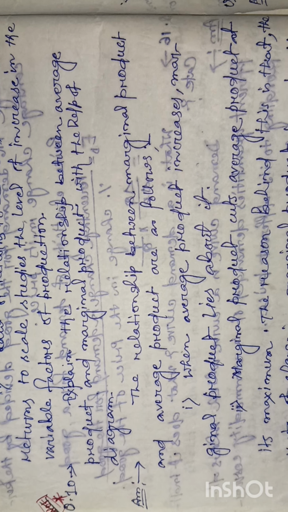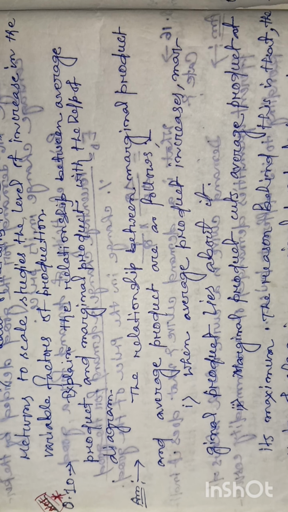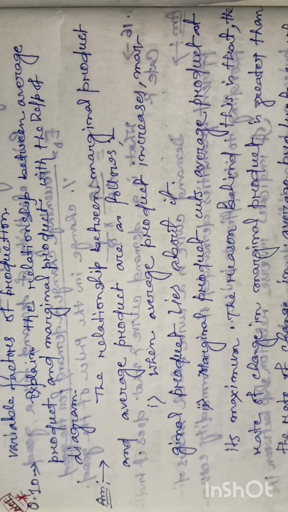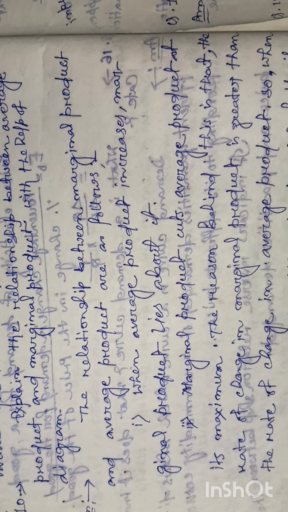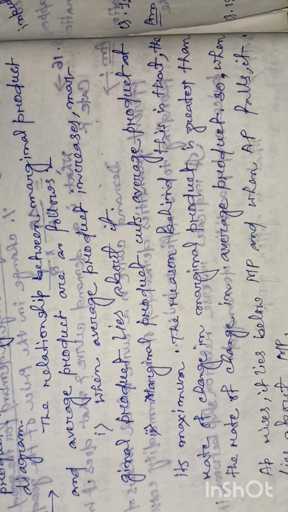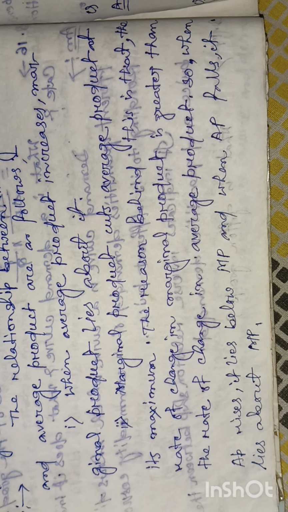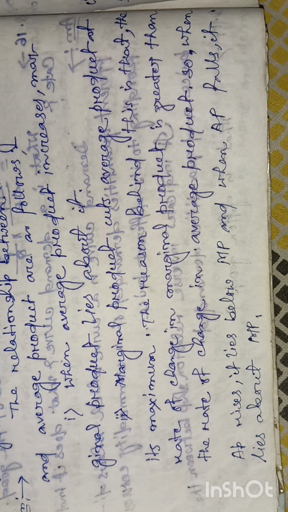Question number 10. Explain the relationship between average product and marginal product with the help of diagram. The relationship between marginal product and average product is as follows. When average product increases, marginal product lies above it. Marginal product cuts average product at its maximum.